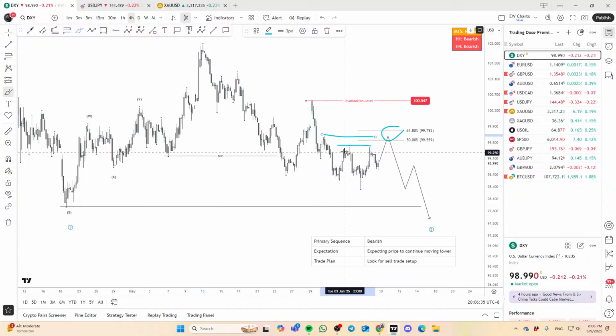So this can act as a potential, from an SMC perspective, a potential liquidity area where we can kind of fake break this high and then the market just U-turns, right? So it's a combination of the wave perspective as well as the SMC perspective, right?